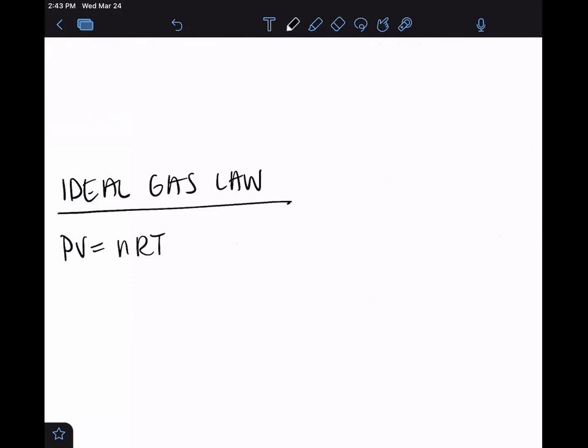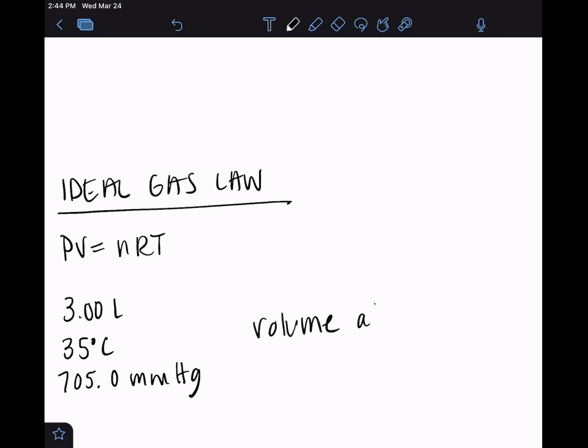So then what you could use is you would just be given a bunch of different things. You could be given the liters. So let's say we're given a 3-liter gas and it was collected at 35 degrees Celsius and that the pressure was 705 millimeters of mercury. Okay, we want to know the volume at STP, which is standard pressure. So what is the volume at standard pressure?